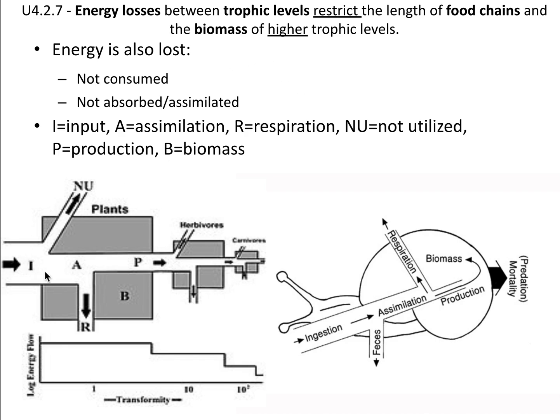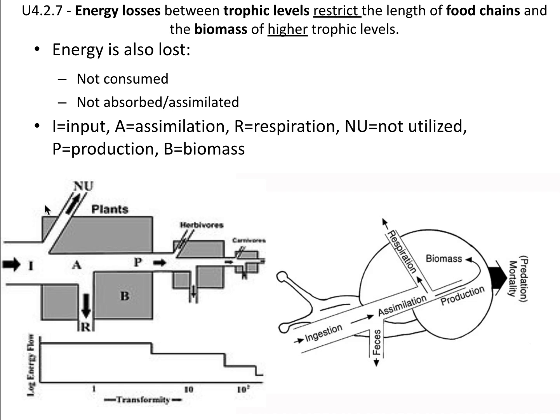So in this picture here, you're seeing a diagram trying to show you where the inputs and the outputs are. So remember, energy is lost because sometimes it's not consumed before the organism dies, or it's not absorbed or assimilated, broken down basically. So the I stands for input, the A stands for assimilation, R stands for respiration, like it's being released, CO2. NU means it didn't get used, and then production is here.